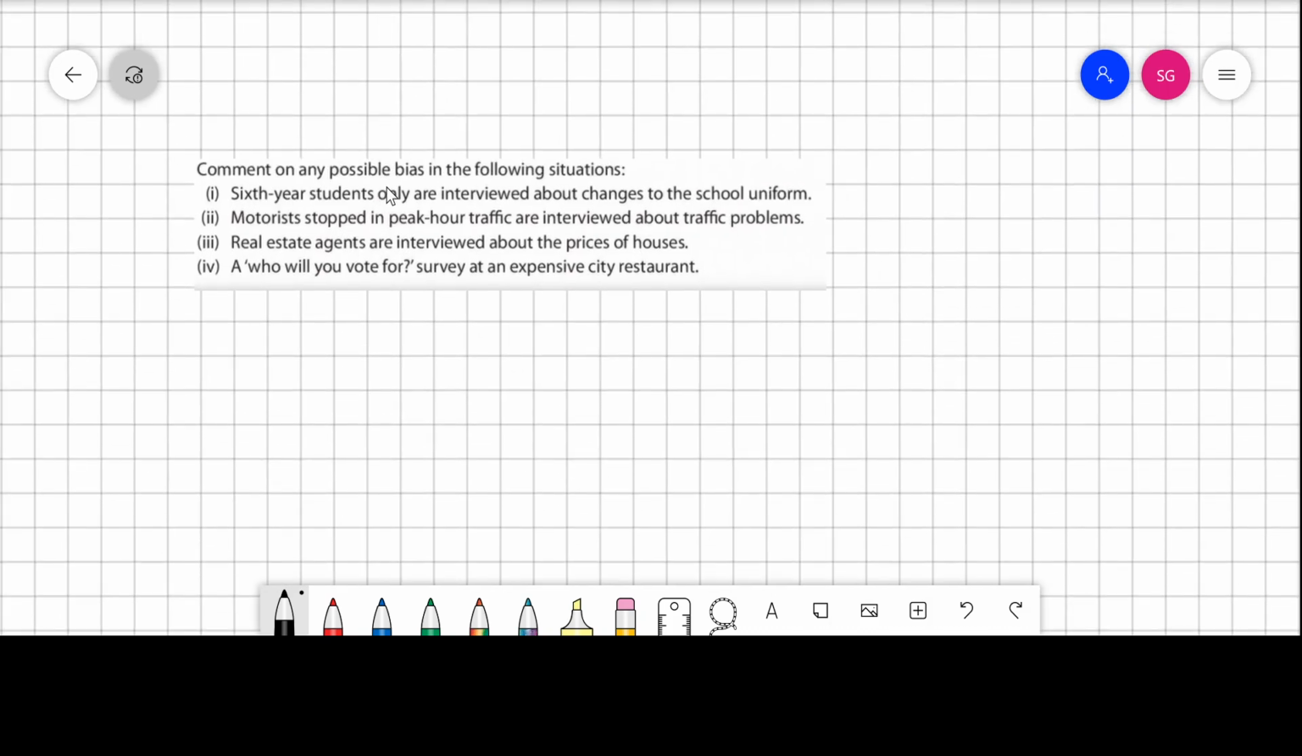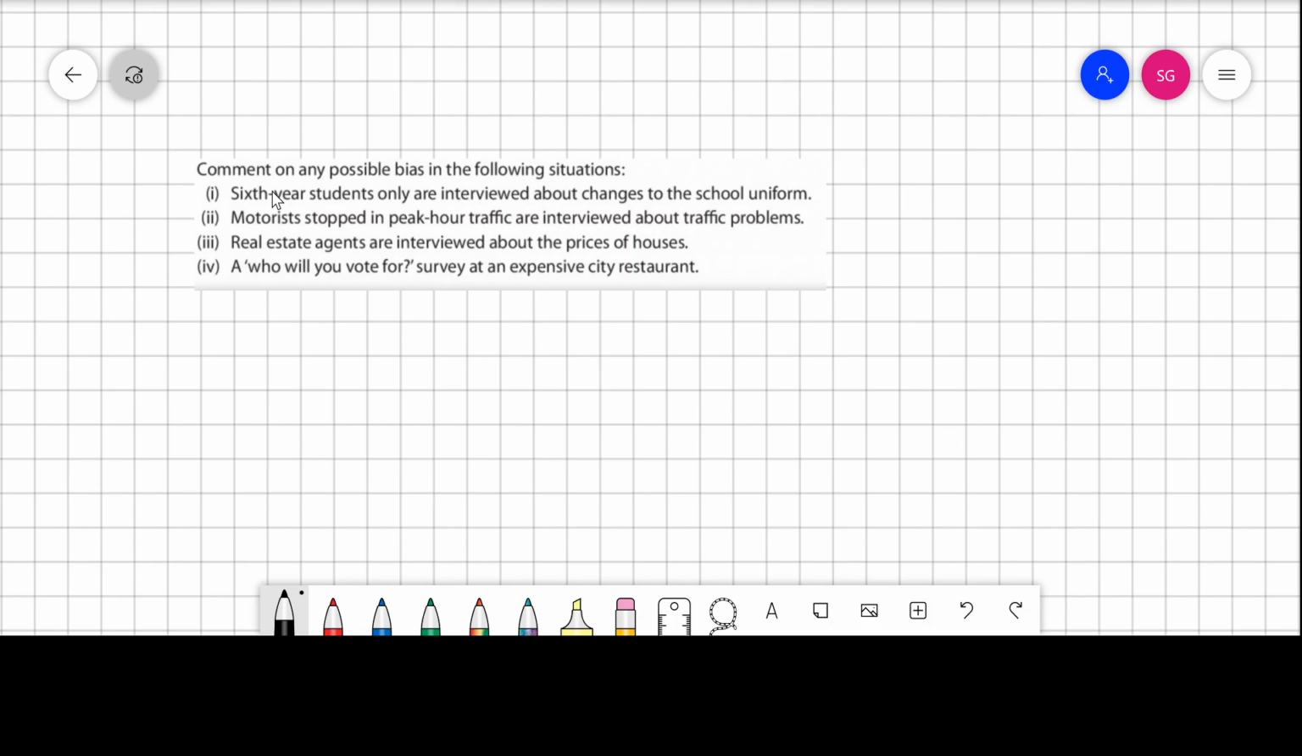Another one here: comment on any possible bias in the following situations. 6th-year students only are interviewed about changes to school uniform. Well, firstly, 6th-year students won't have to worry about changes to the school uniform after that year. And generally, school uniform changes happen between years. So that's a possible source of bias. Similarly, 6th years, students who really hate school and really hate school uniforms, well, they might not stay in school until 6th year. So that, again, is a possible source of bias.